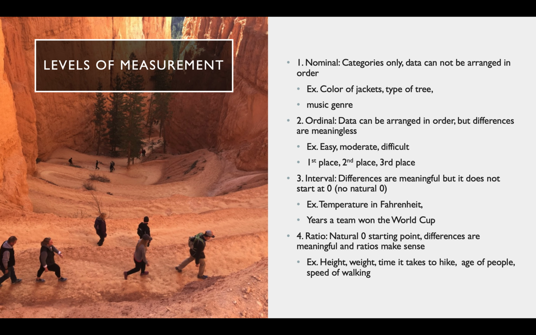So the last one is ratio, and ratio is probably the most common one. These ones have a natural 0 starting point, and differences are meaningful. So height, you start at 0 height, and you get taller and taller. Weight, there can be 0 weight, and then the weight gets greater. The starting point for time is 0. The starting point for your age would also be 0, because you start at birth as 0. And last, speed of walking, you can be standing still, 0, and as you move, your speed can increase.